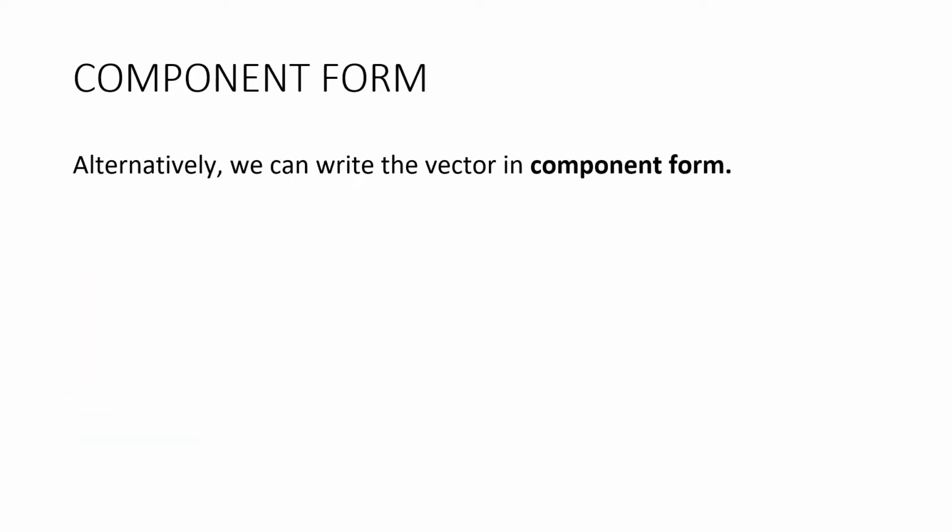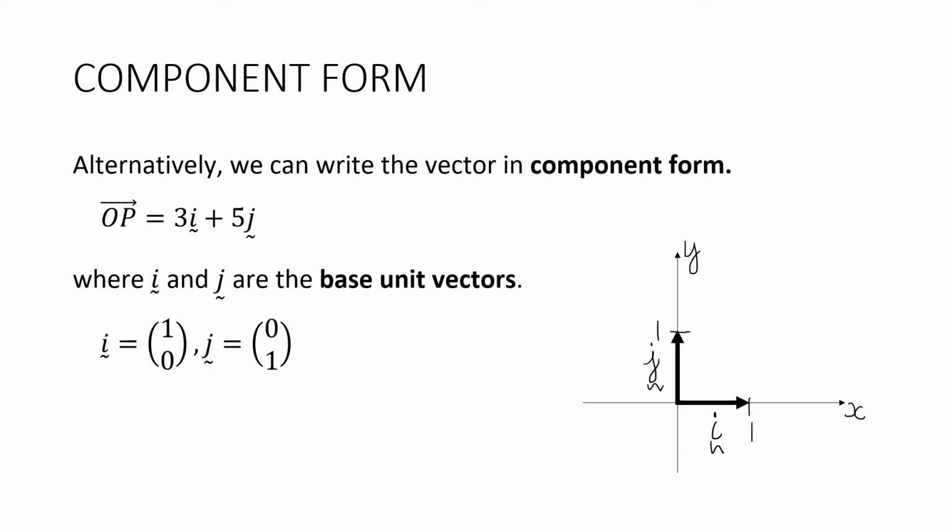Alternatively, we can write the vector in component form, which looks like this. This just means 3 units horizontally and 5 units vertically, because i and j are called base unit vectors. So i is 1 unit in the x direction and j is 1 unit in the y direction.